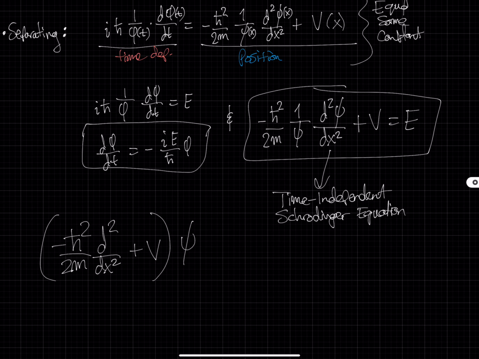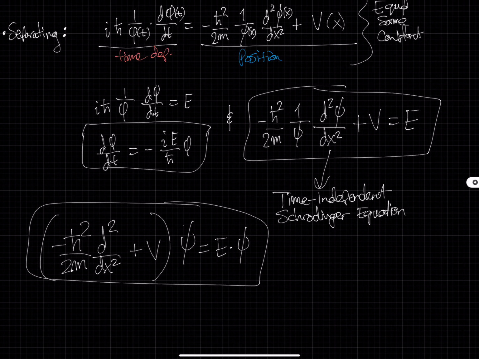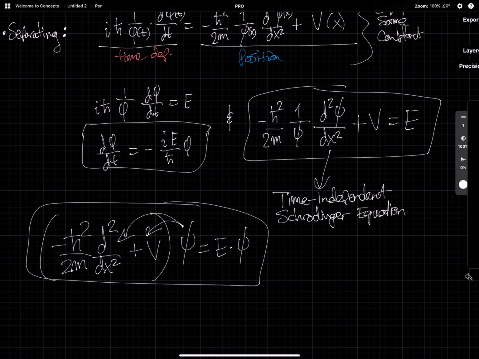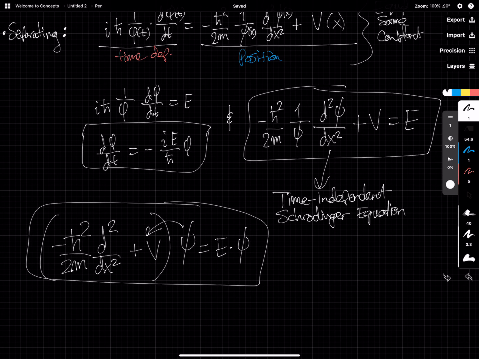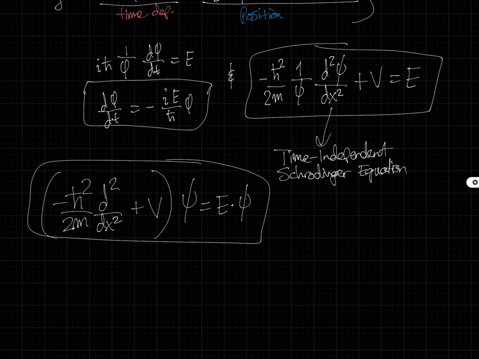This is all multiplied by psi, and this is equal to E times psi. Right, so we can substitute this back in and get this form of the equation again. But this is the most common way we write this. And if you notice here, the biggest takeaway to get from this is that this is an eigenvalue problem. This is an eigenequation.